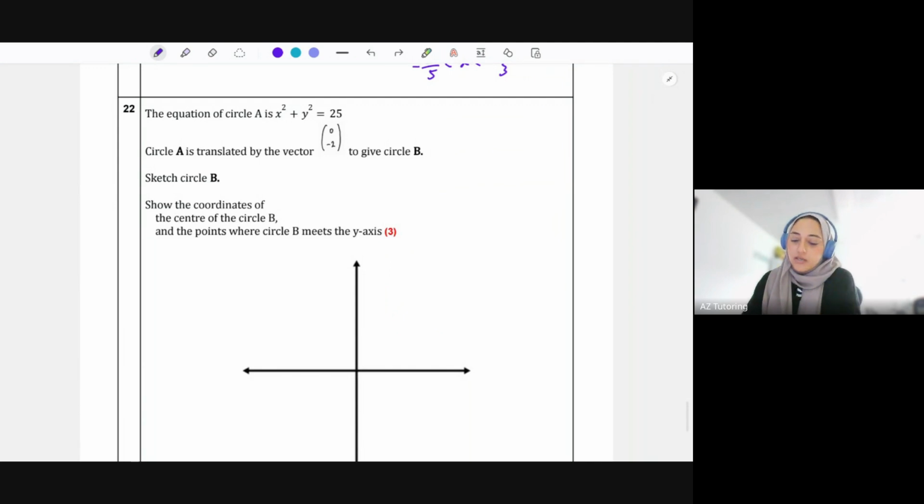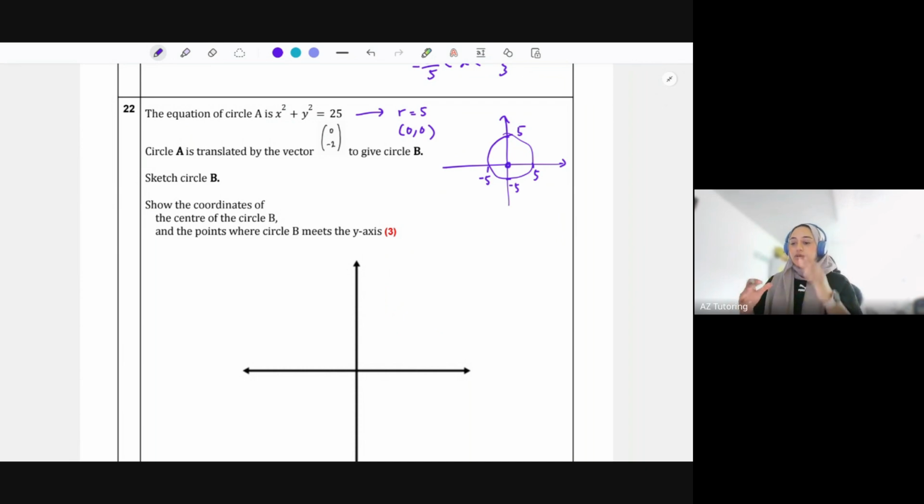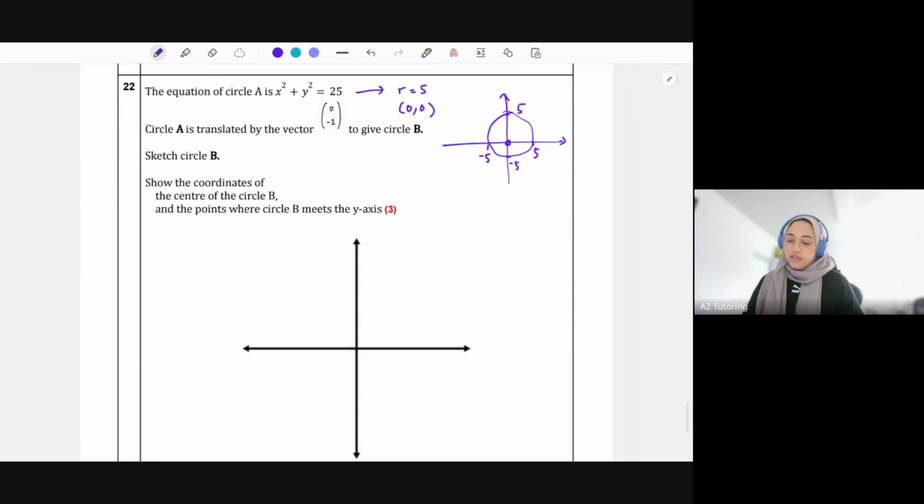The equation of a circle A is x squared plus y squared equals 25. So that means our radius for this one is 5. And remember, our center is 0, 0. So if I was to sketch circle A, it would look something like this. So that would be 5, that would be 5, that would be minus 5, and that would be minus 5. Center would be 0, 0. I've drawn that a bit weird. It should have been a bit downer, but it's fine.